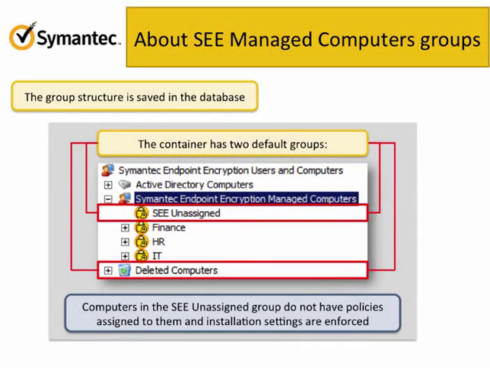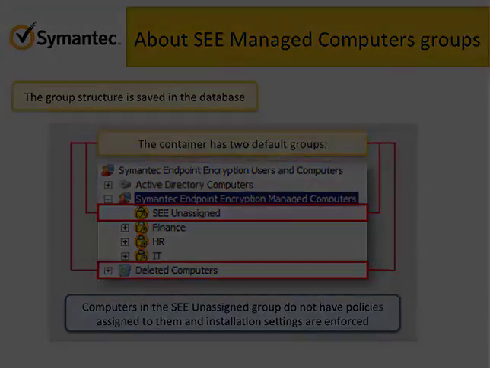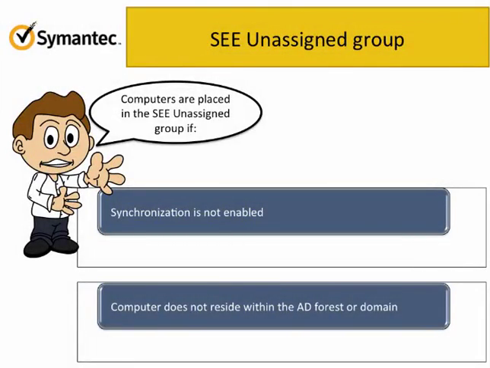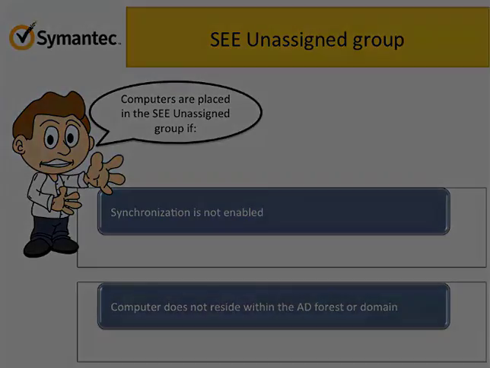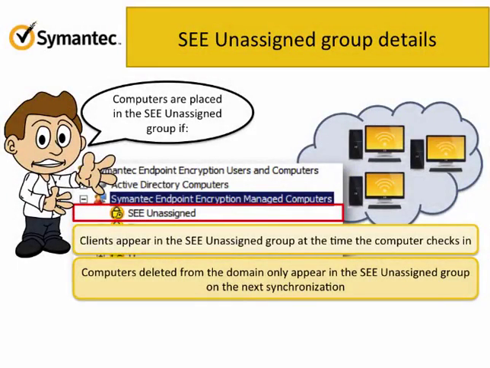The container here has two default groups. Those are Symantec Endpoint Encryption Unassigned and Deleted Computers. Computers in the SEE Unassigned group do not have policies assigned to them, and installation settings are enforced. Computers are placed in the SEE Unassigned group if synchronization is not enabled, or the computer does not reside within the Active Directory forest or domain. Clients will appear in the SEE Unassigned group at the time the computer checks in. Computers deleted from the domain only appear in the unassigned group on the next synchronization.